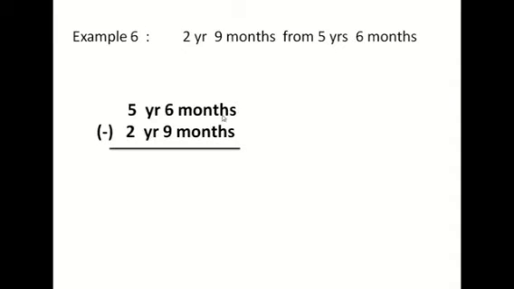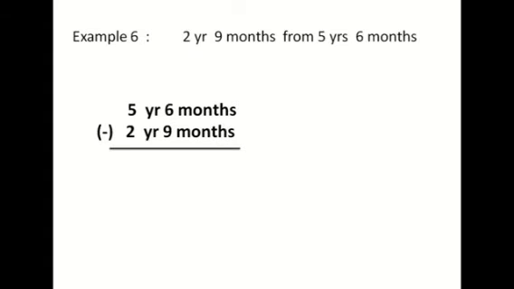So 5 years 6 months down 2 years 9 months. Mention this minus symbol. Now you have to subtract. Here you can see 6 months and then 9 months. We cannot subtract 9 from 6. So you have to borrow.